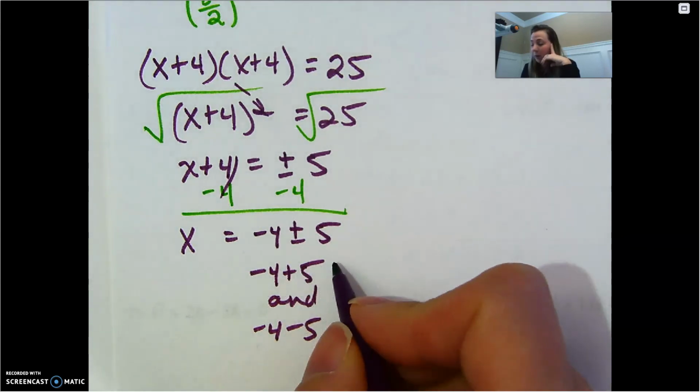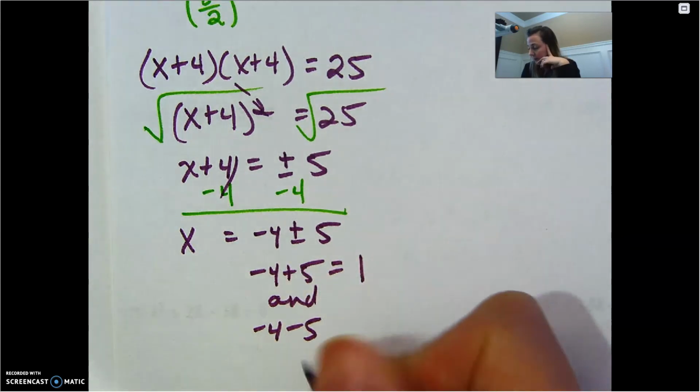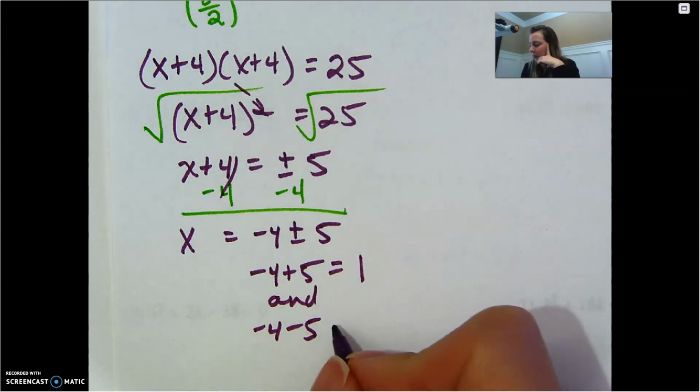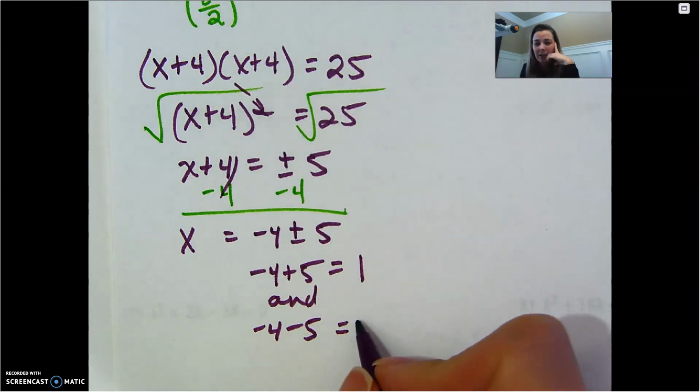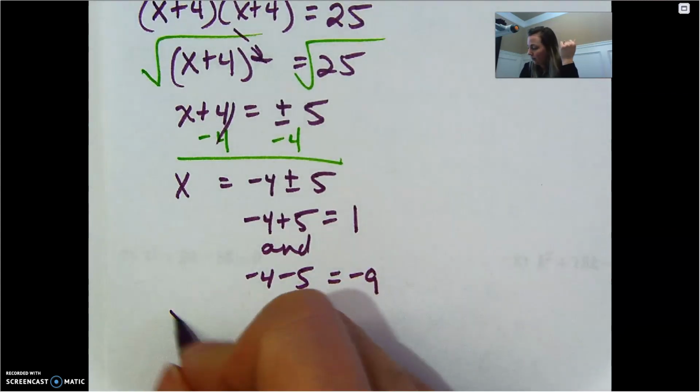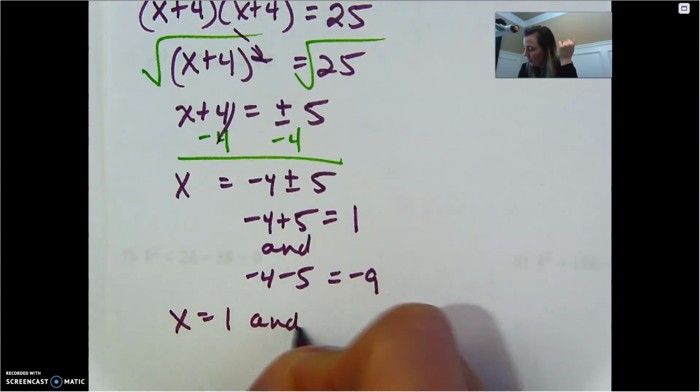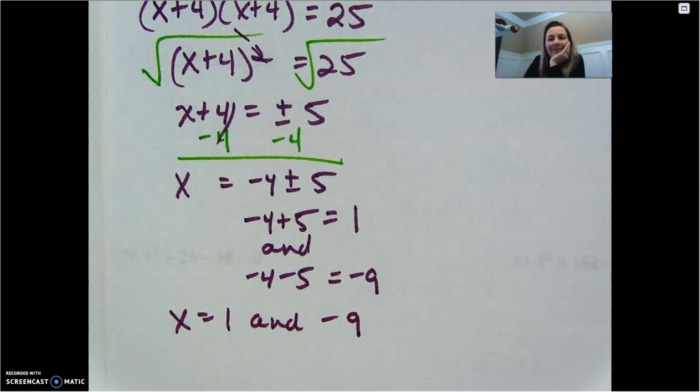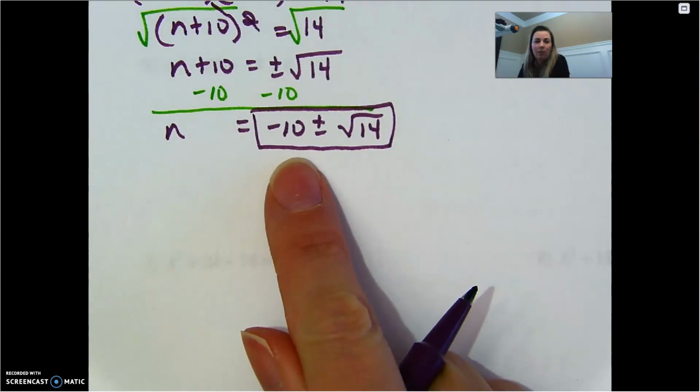So negative 4 plus 5 gives you that 1. Negative 4 minus 5, if you type it into your calculators, you get negative 9. So this one has the answer 1 and negative 9. All right, so sometimes they come out nice and neat with integers, whole numbers, and other times they come out with those square root answers.